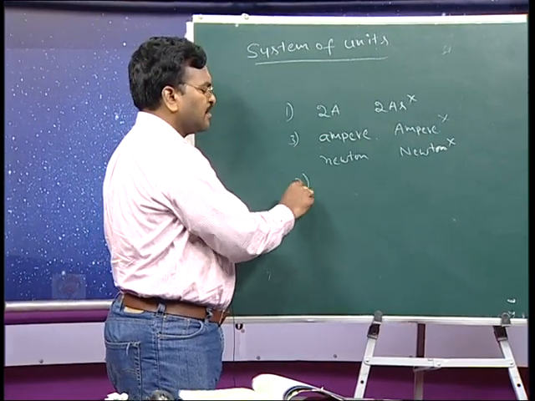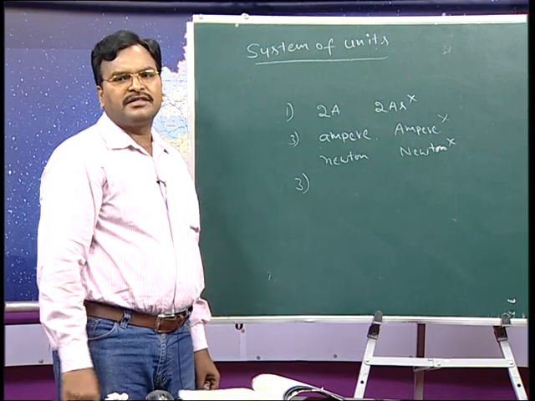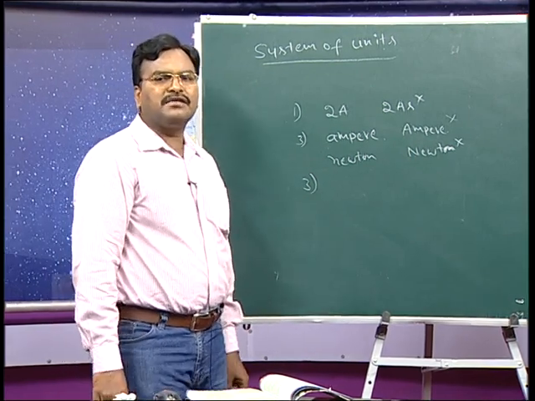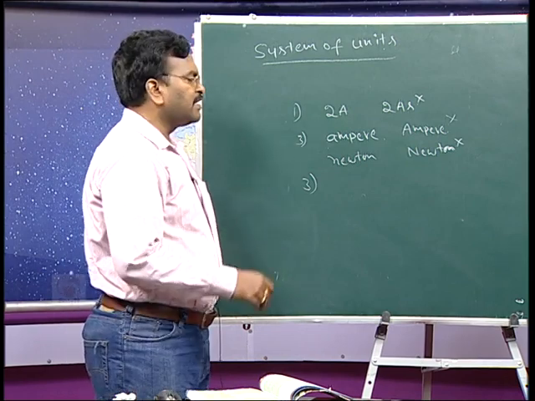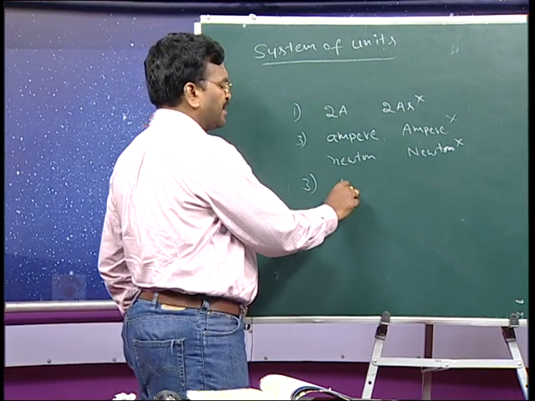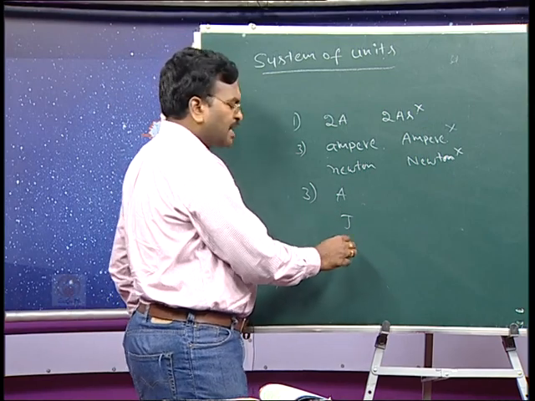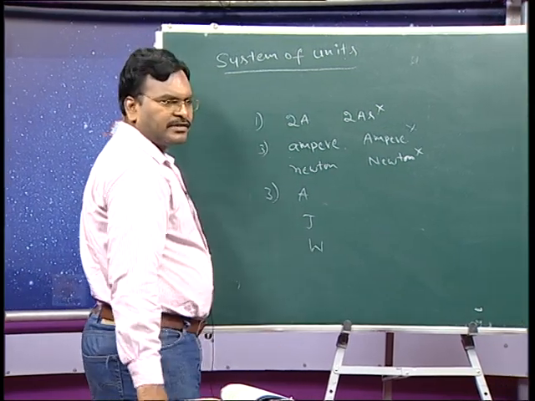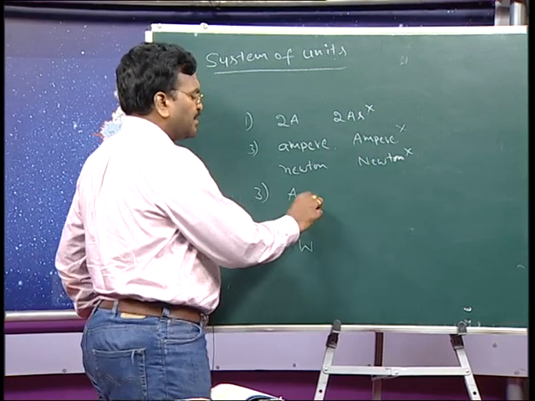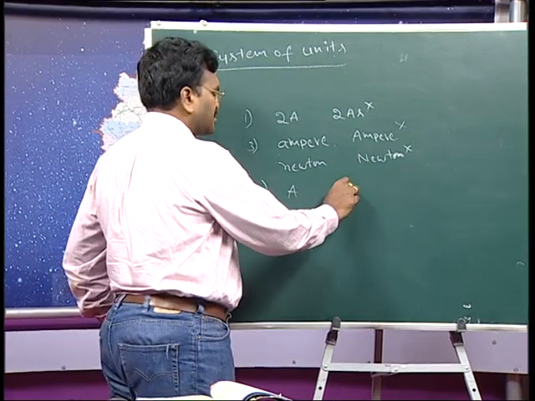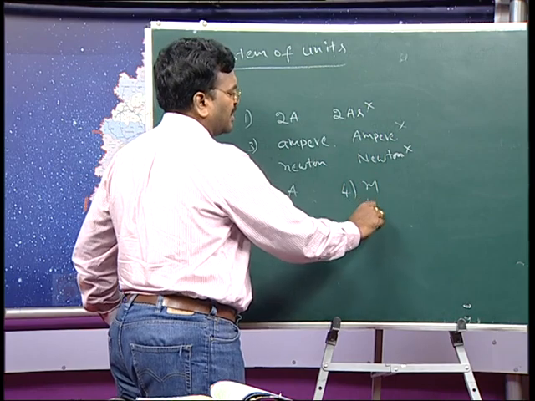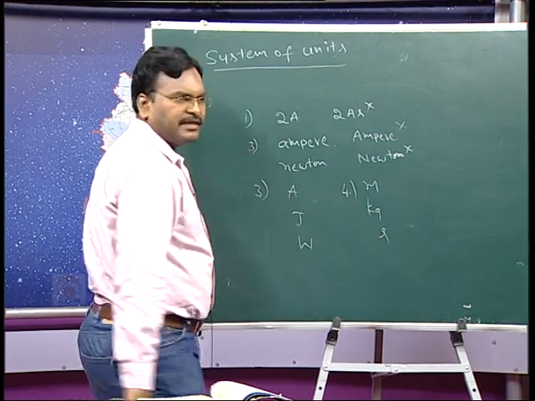And while writing symbols of units named after a scientist, a capital letter should be used: A for ampere, J for joule, and W for watt. In the case of other symbols, capital letters should not be used: m for meter, kg for kilogram, s for second.